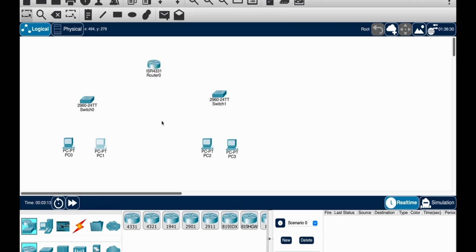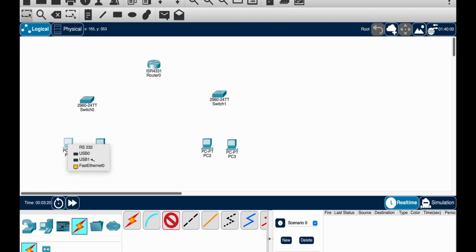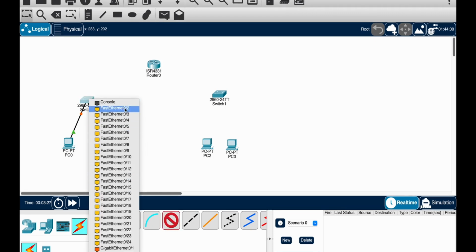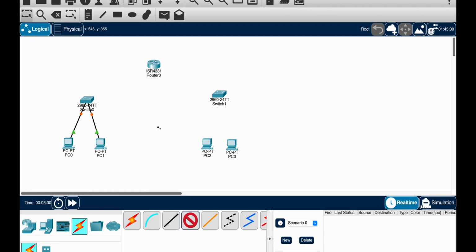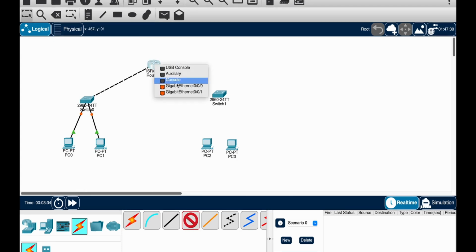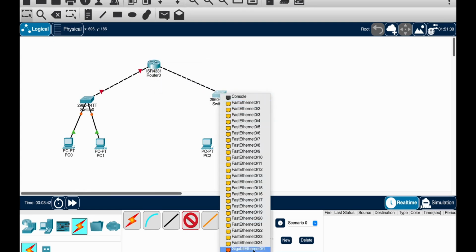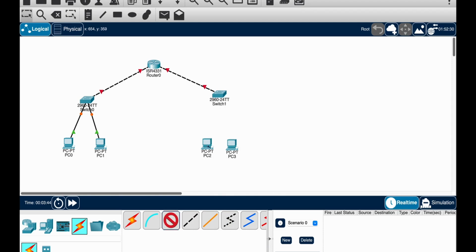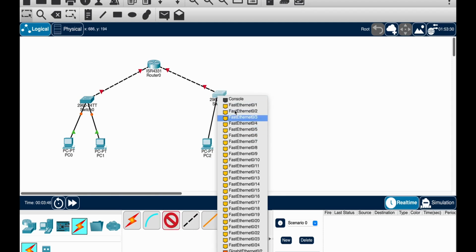Let's go ahead and do the wire connectivity. We are going to use the copper straight-through cable, from this PC to the switch, and over here from the PC to the switch again, and from the switch we are going to connect GigabitEthernet 0 to the router over here. Similarly, we are going to take a crossover cable and connect the second switch over here, and do the straight cables over here.